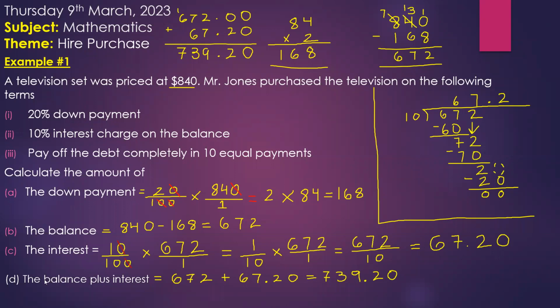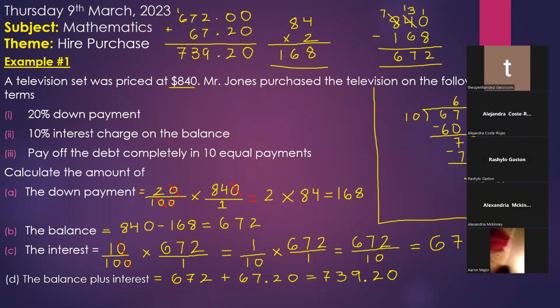And then tell us the balance plus the interest. How are we going to get that? The balance plus the interest would be 672.00 plus 67.20, and your answer would be 739.20. Very good. Aaron, turn off your camera, please.